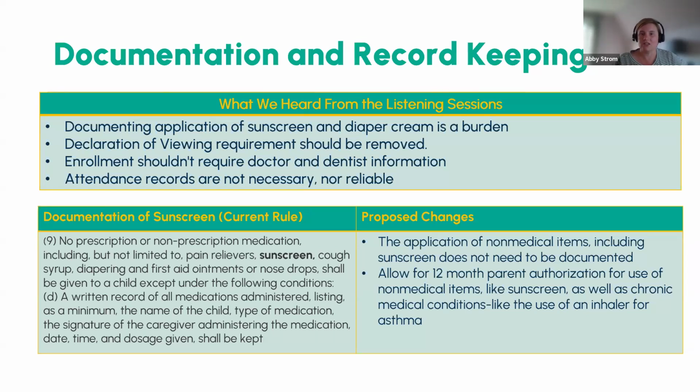And Anna, let me restate what I'm hearing: perhaps a suggested revision to that second bullet point would allow for a blanket authorization of non-medical items, or whatever term we use for that, and then require annual authorization only for medical conditions that require ongoing medication, like asthma. An EpiPen would be another example of a chronic medical condition. Does that sound right?